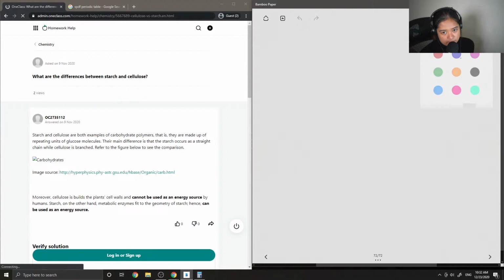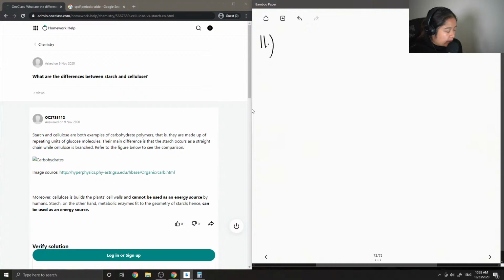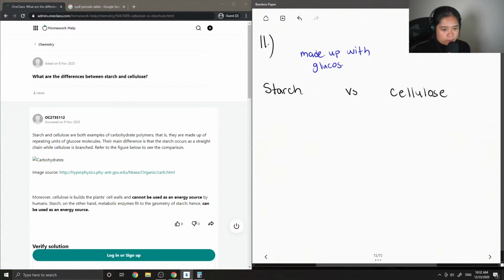Okay, so on to question number 11. What are the differences between starch and cellulose? Okay, so I'll make a comparison graph. I'll first write what these two have in common. They are both made up of glucose monomers.